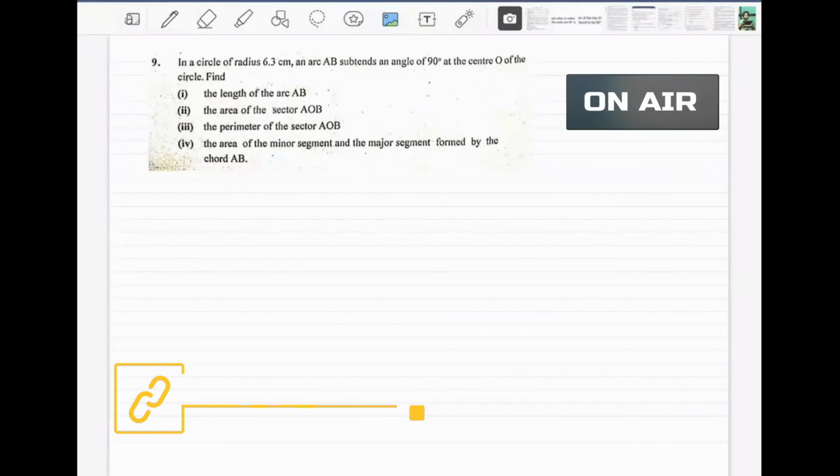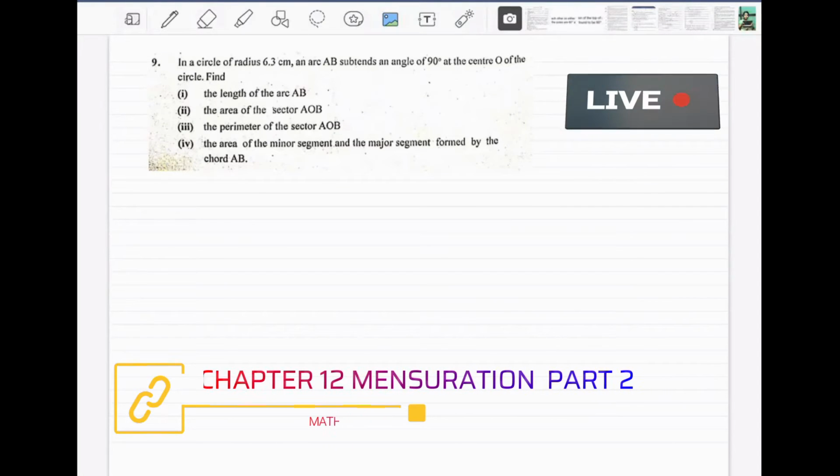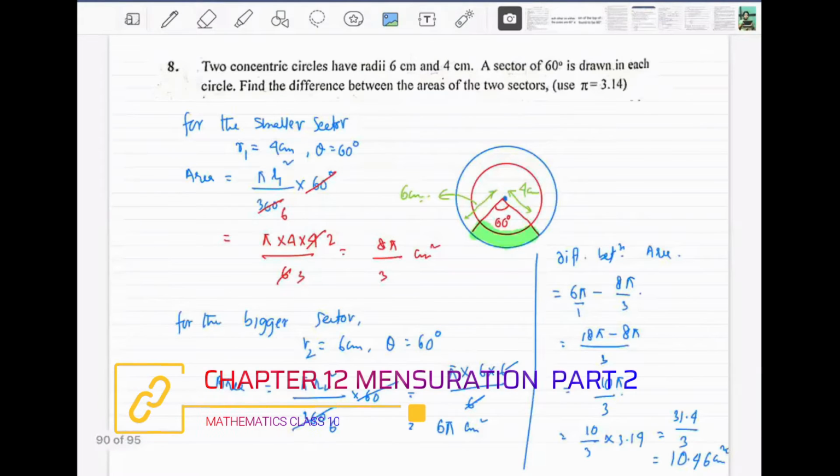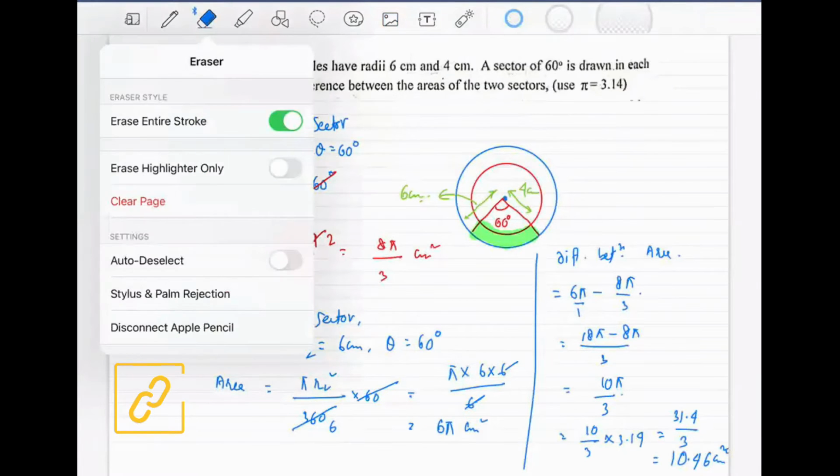Good morning, students. Now, before we come to this, question number 9, this was question number 8 from the last time.